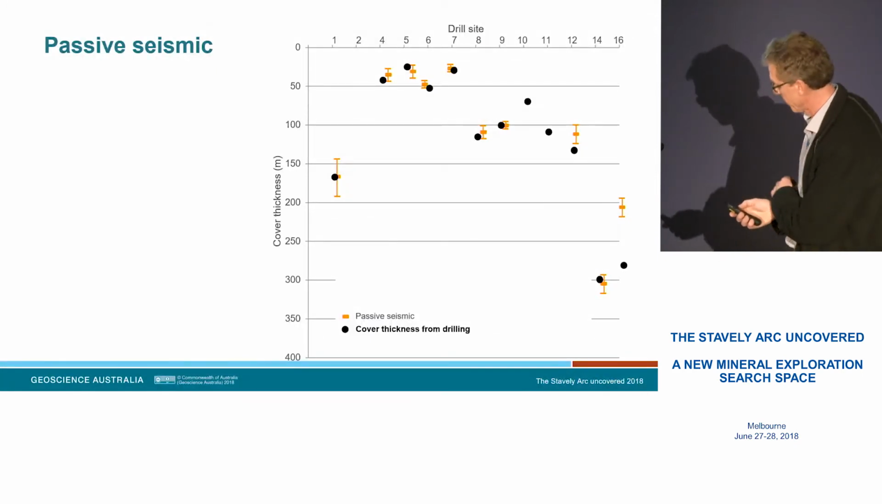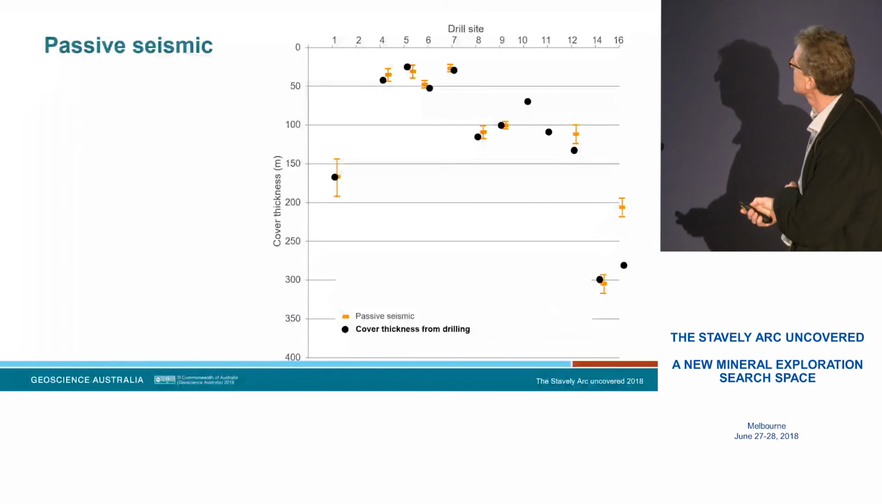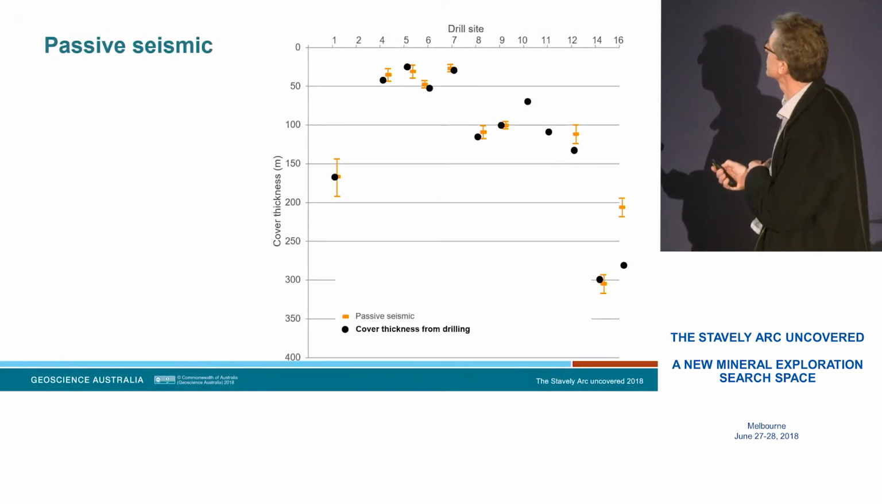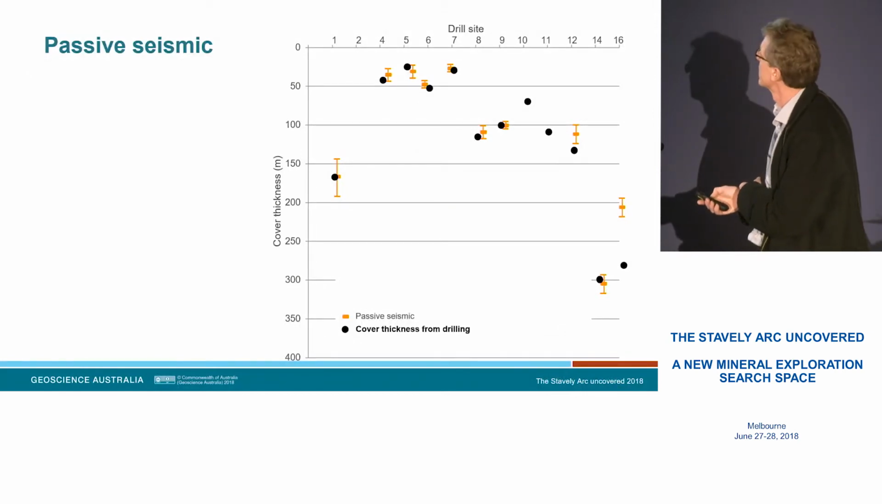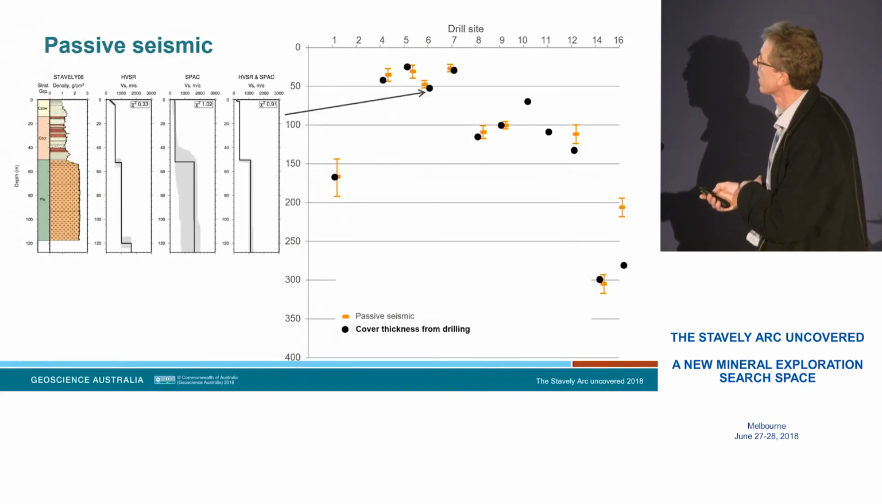Okay, and going on to the results. Also very good. Most of the sites picked basement within error. We were very new to the game, I suppose. A couple of sites we had data problems, and so we couldn't get results for site 10 and 11. But generally fairly good. And looking at some of the inversion results.